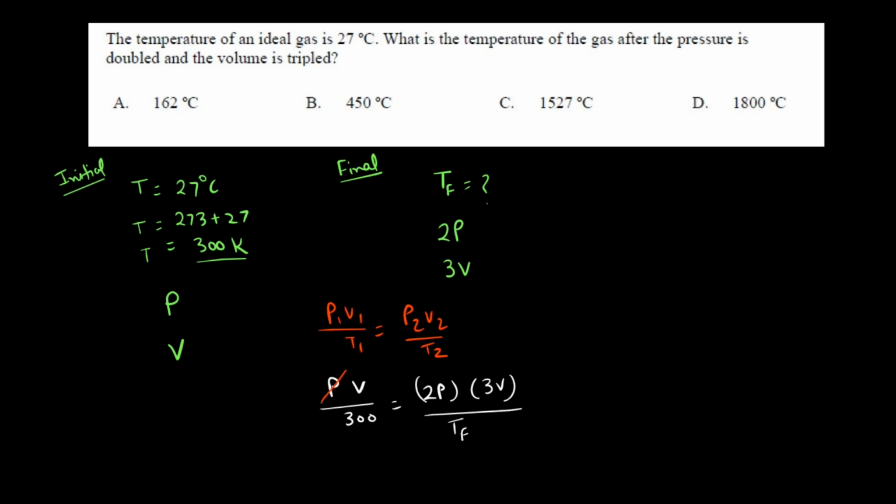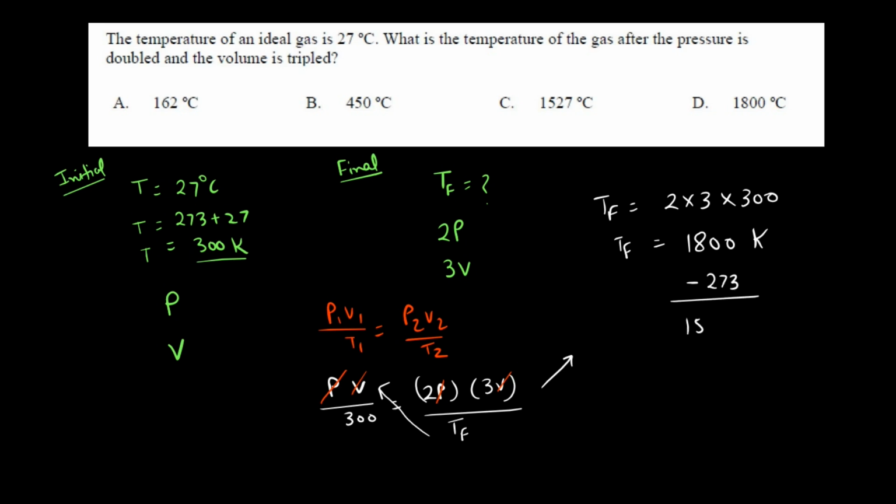So now P cancels out with P, V cancels out with V, and we can cross multiply, right? So TF equals 2 times 3 multiplied by 300. So this becomes 1800 Kelvin. This is in Kelvin, right? But the options they have given are in degrees Celsius, so we have to subtract 273 from this, so we will get 1527 degrees Celsius. So this is the answer. So the correct option is C.